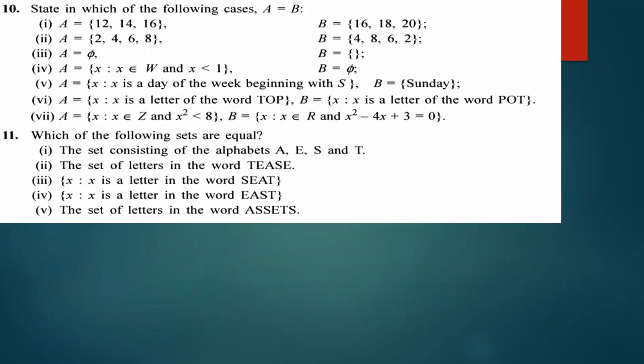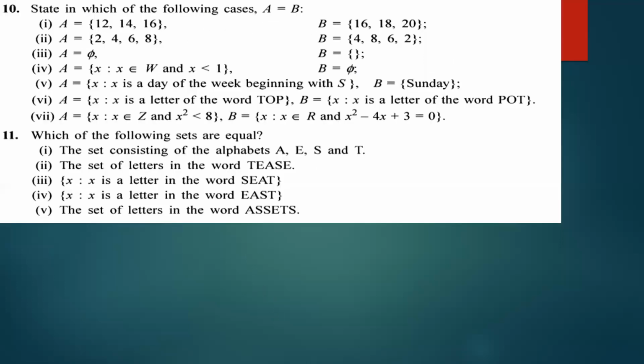All right, let's look at these questions that we have from the tutorial sheet. We have question 10 here, which says state in each of the following cases A is equal to B. So which sets are equal? In other words, that's what they mean. There's something obstructing me here.